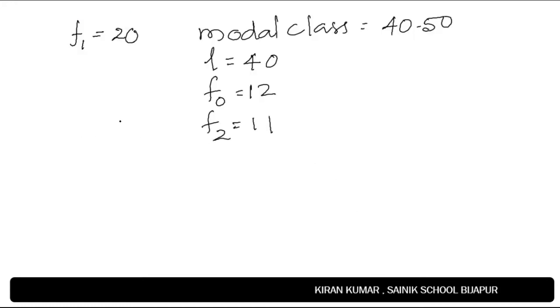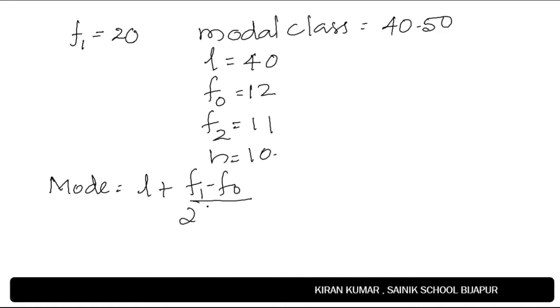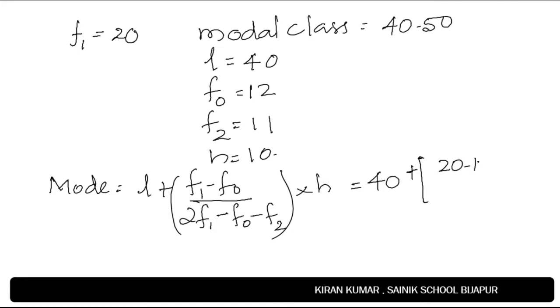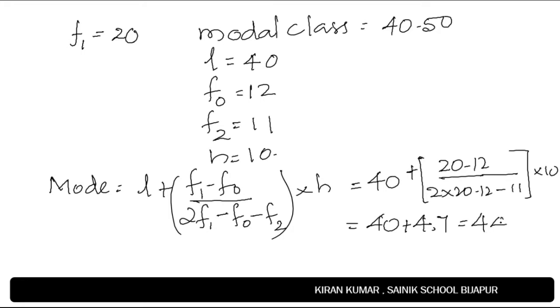So now we'll make use of the formula. For that we also require the class size. Class size is 10. So the mode is given by lower limit plus the frequency of the modal class minus the frequency of the class preceding the modal class, upon twice the frequency of the modal class minus the frequency of the preceding class minus the frequency of the succeeding class, multiplied by h. So 40 plus 20 minus 12 upon 2 times 20 minus 12 minus 11, multiplied by 10. On simplification, we get 40 plus 8 by 17 into 10, which is 4.7. So we get 44.7. This is the mode of the given data.